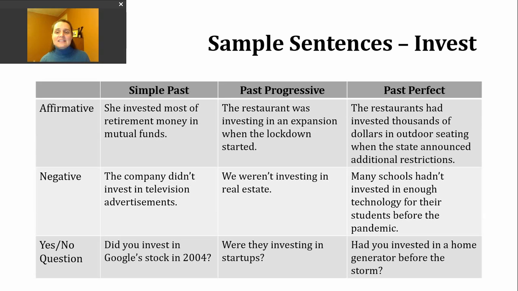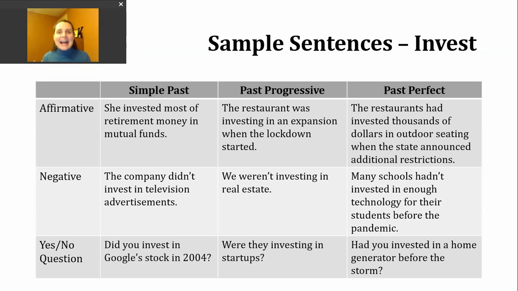The restaurants had invested thousands of dollars in outdoor seating when the state announced additional restrictions. Okay? So the idea here of spending money, or the action, I should say, of spending money occurred before the announcement. If I want to make a negative past perfect sentence, all I need to do is insert not after had. You might hear native speakers use the contraction form hadn't.